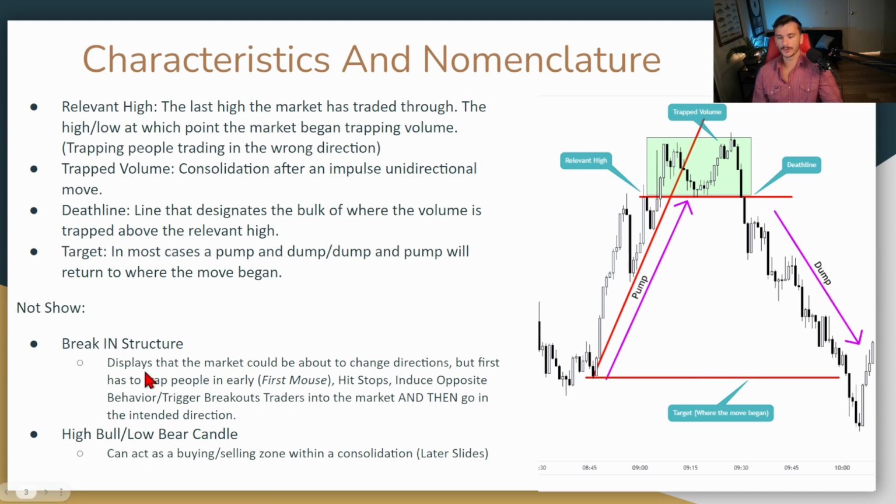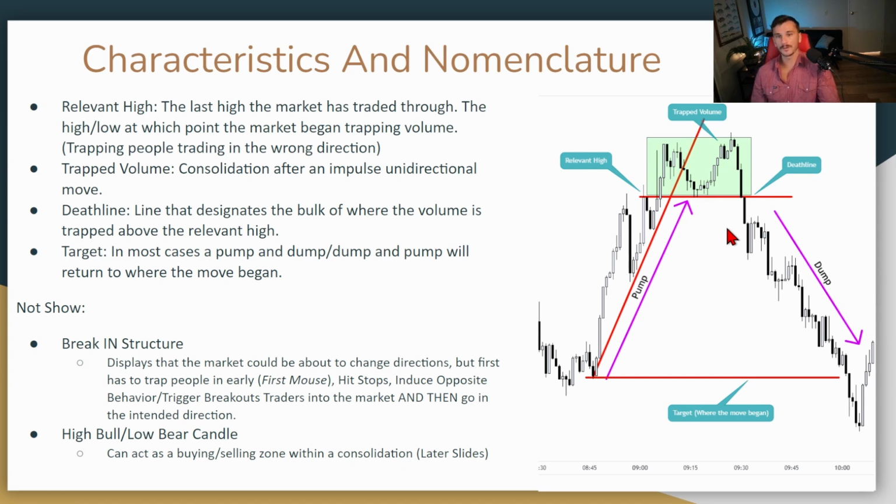So a break in structure displays that the market could be about to change directions, but first has to trap people, or it has to go through the checklist of the market behaviors. The market's moving in one direction, and it's always trying to accomplish something, whether you're thinking about it or not. The market's either trying to get you to behave a certain way, induce behavior, trigger breakouts, hit stops. It's always about the money. The market is going where the money is at. It's also trying to, like I said, get you to do something or behave a certain way.